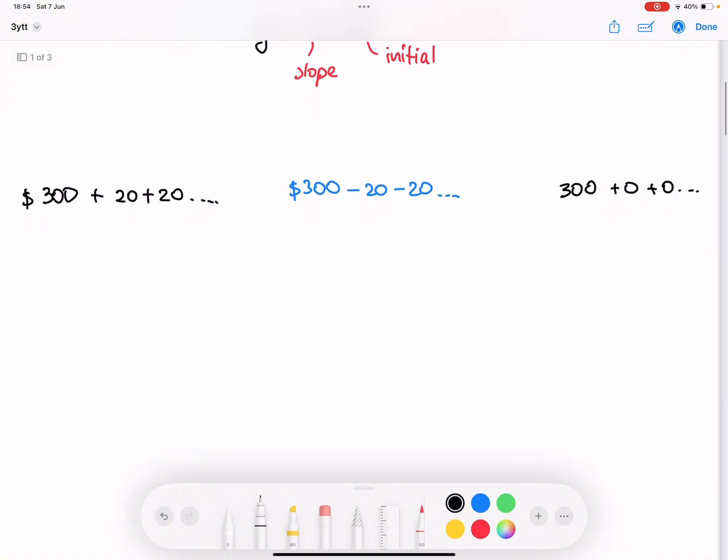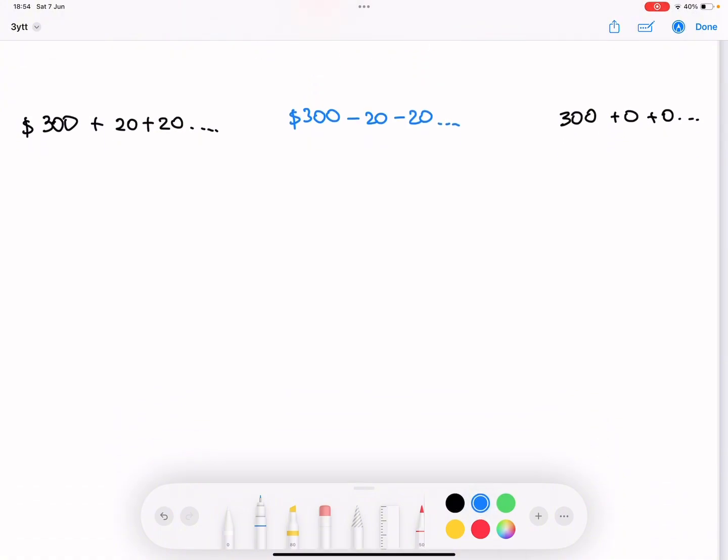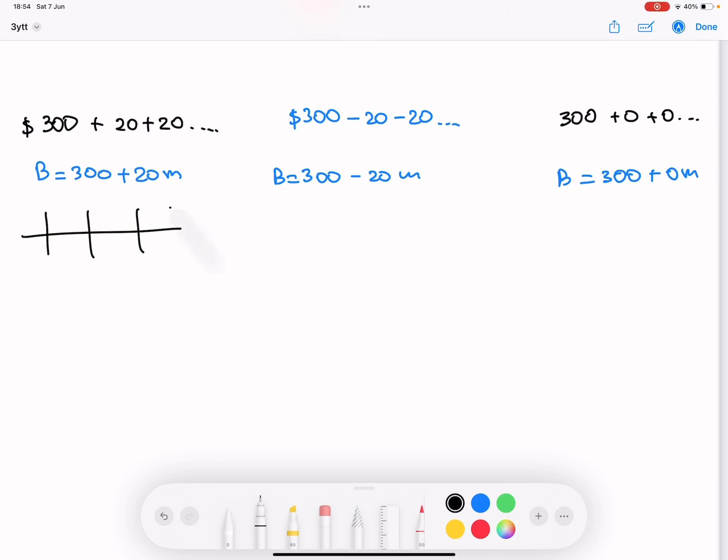What is the difference between those 3 cases? Let's write down the formula. My budget is 300 plus 20m. For the second case, my budget is 300 minus 20m. And for the third option, my budget is 300 plus 0 multiplied by m. All right, if we just create a table, this table represents a relation between m and b, and I will do the same for all of them. M and B, M and B.